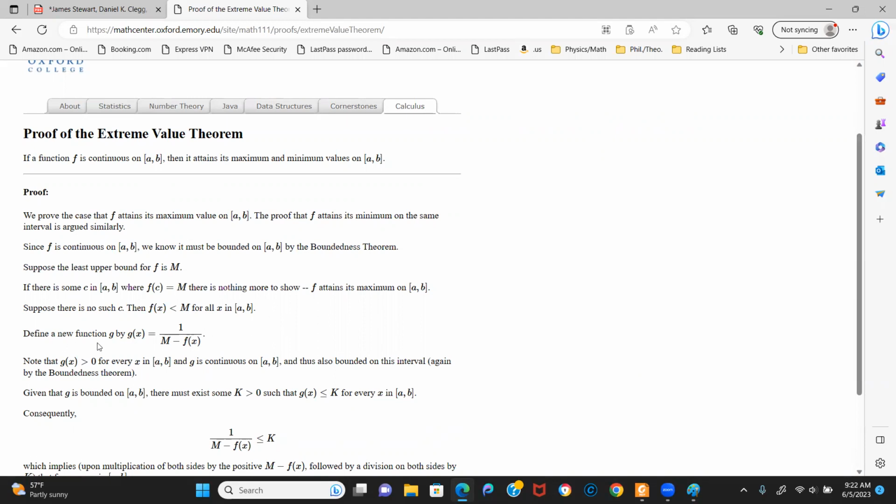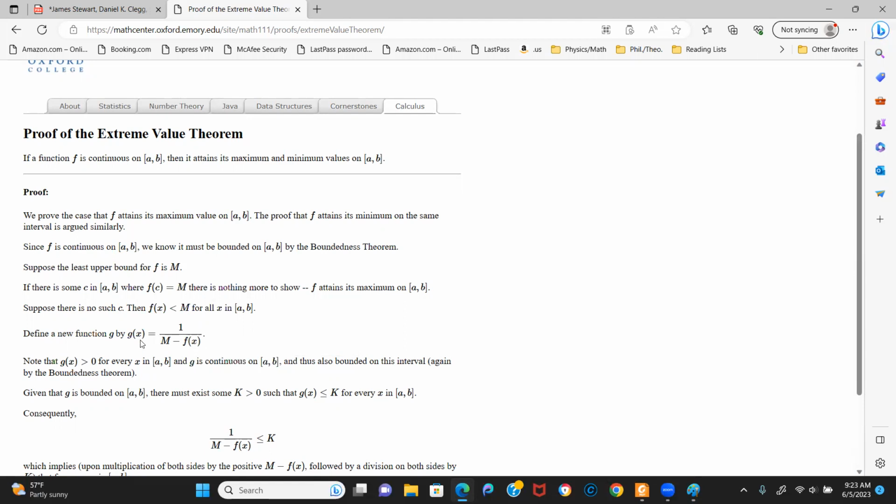So here's how we do this. We're going to define a new function g as follows. It's going to be 1 over M, the least upper bound, minus f of x. And this is good because f of x is less than M, so M minus f of x will be positive, so g of x will be positive because you're taking 1 over a positive number. G of x is 1 over a positive number for every x. And in fact, it's going to be a continuous function.